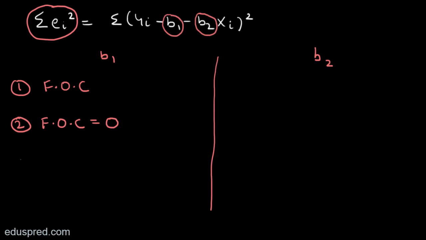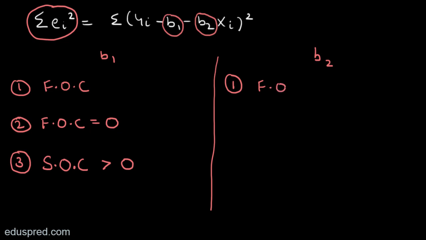Now, because we have to minimize this function, we have to make sure that the second order condition is also satisfied. So the second order derivative should be greater than 0. This is the condition that we need for minima. So these are the steps for B1. Now we can write the same steps for B2 as well.